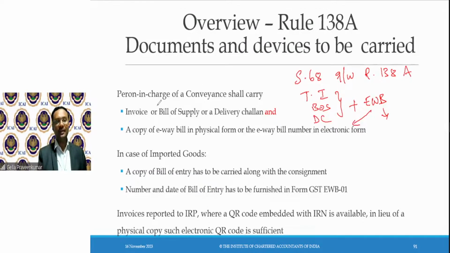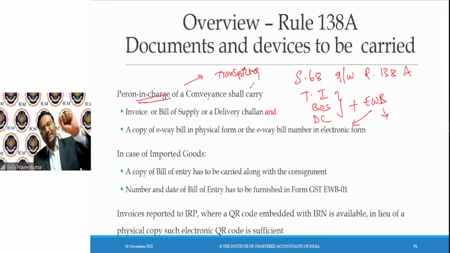This is in case of a person in charge of a conveyance, who should carry it. Who is the person in charge of a conveyance? This is precisely a transporter. The law says that when there is an interception by the proper officer, these three documents are required.